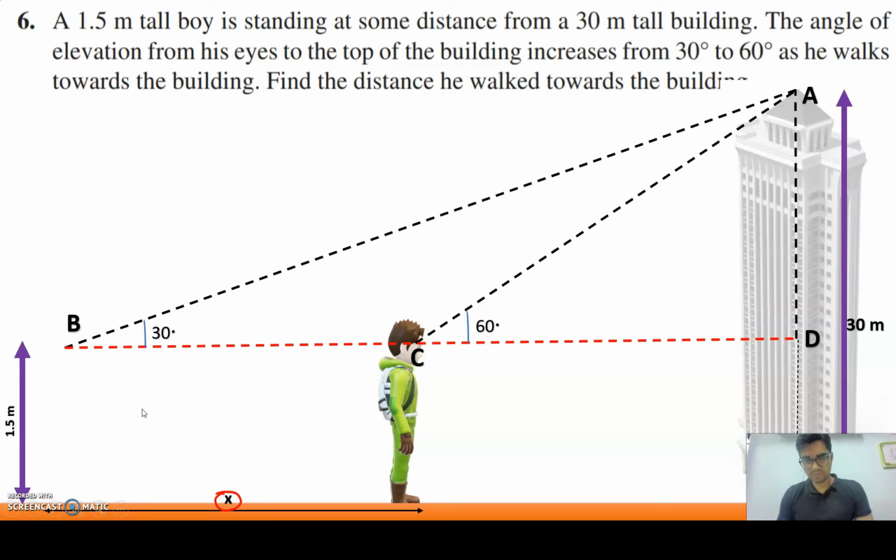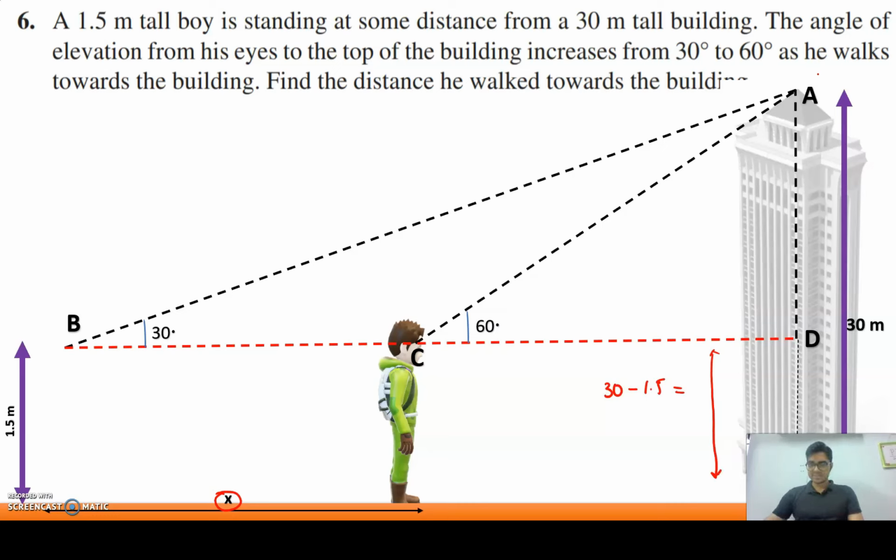I'll just give you the overview how we are going to solve this question. See, first of all we need to focus on OD. As you can see over here, this is O and this is D. I'm just giving a rough idea about how we are going to go about with this sum. 30 minus 1.5. So we will get this distance. This will be the first part that we are going to do.